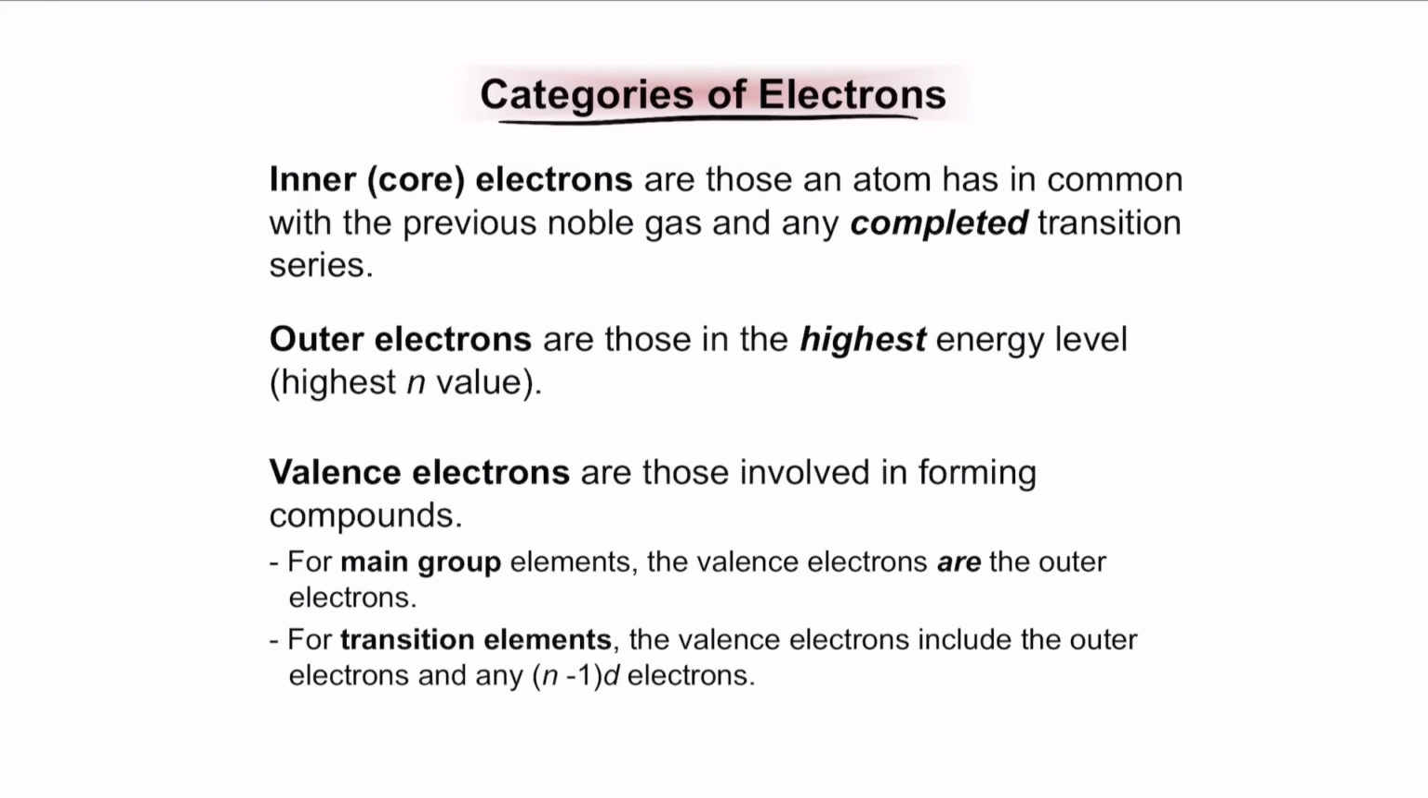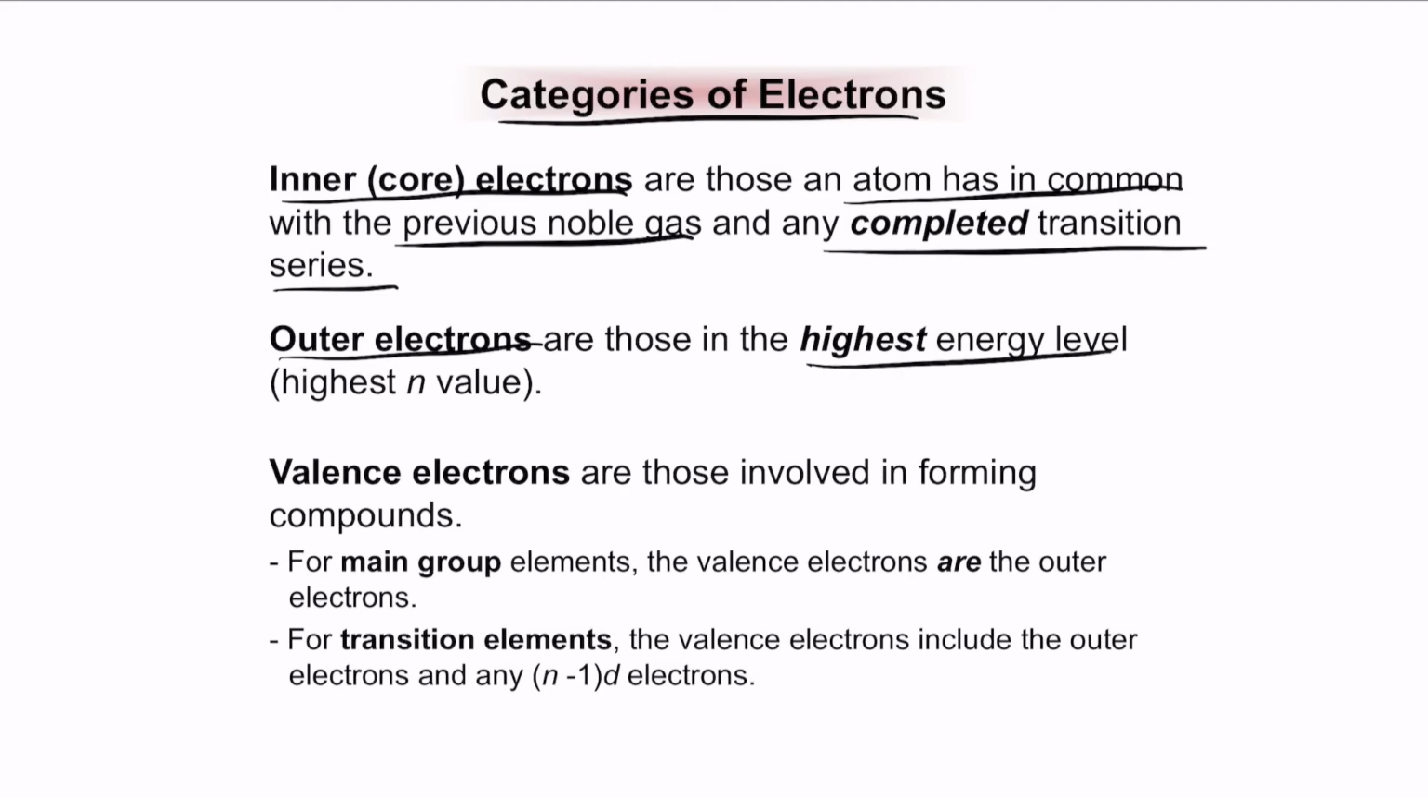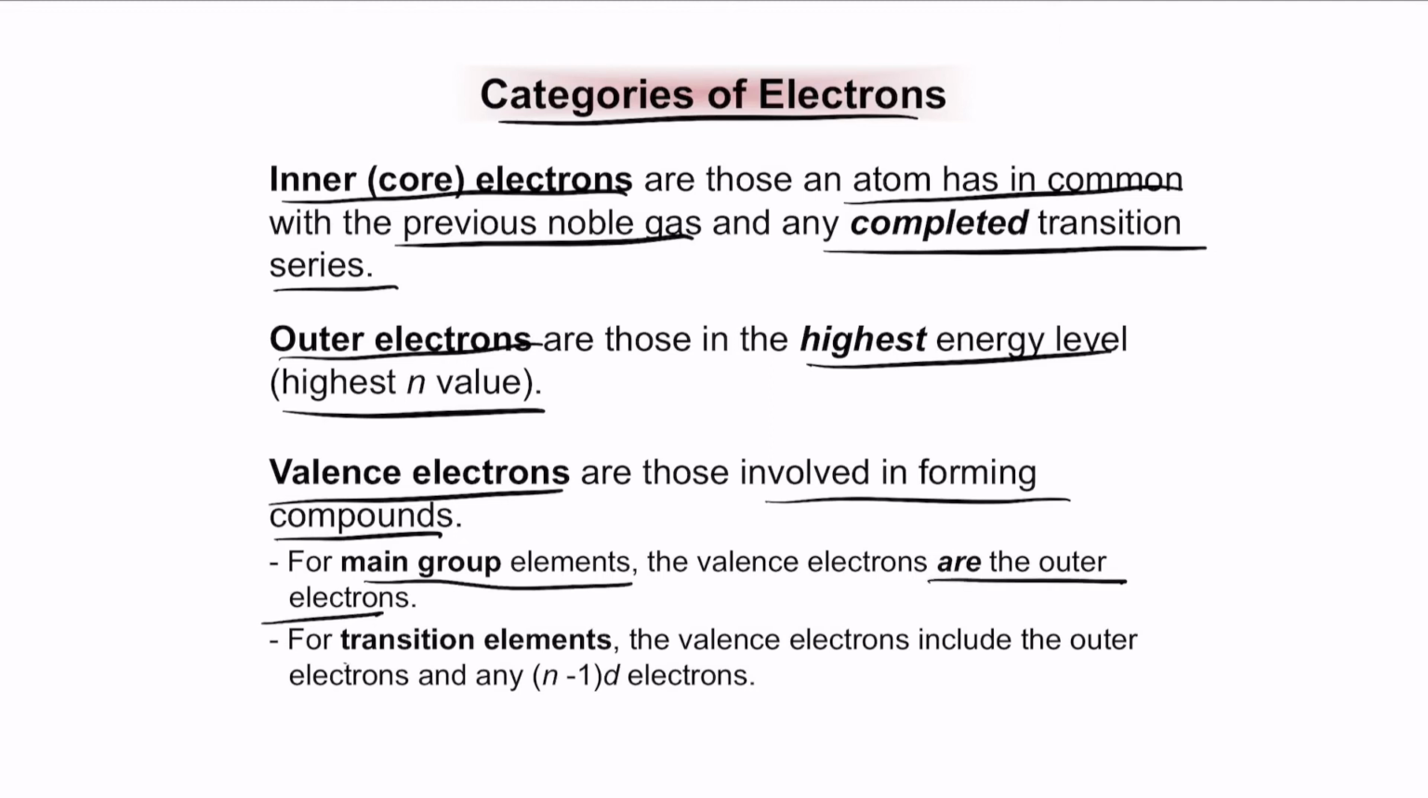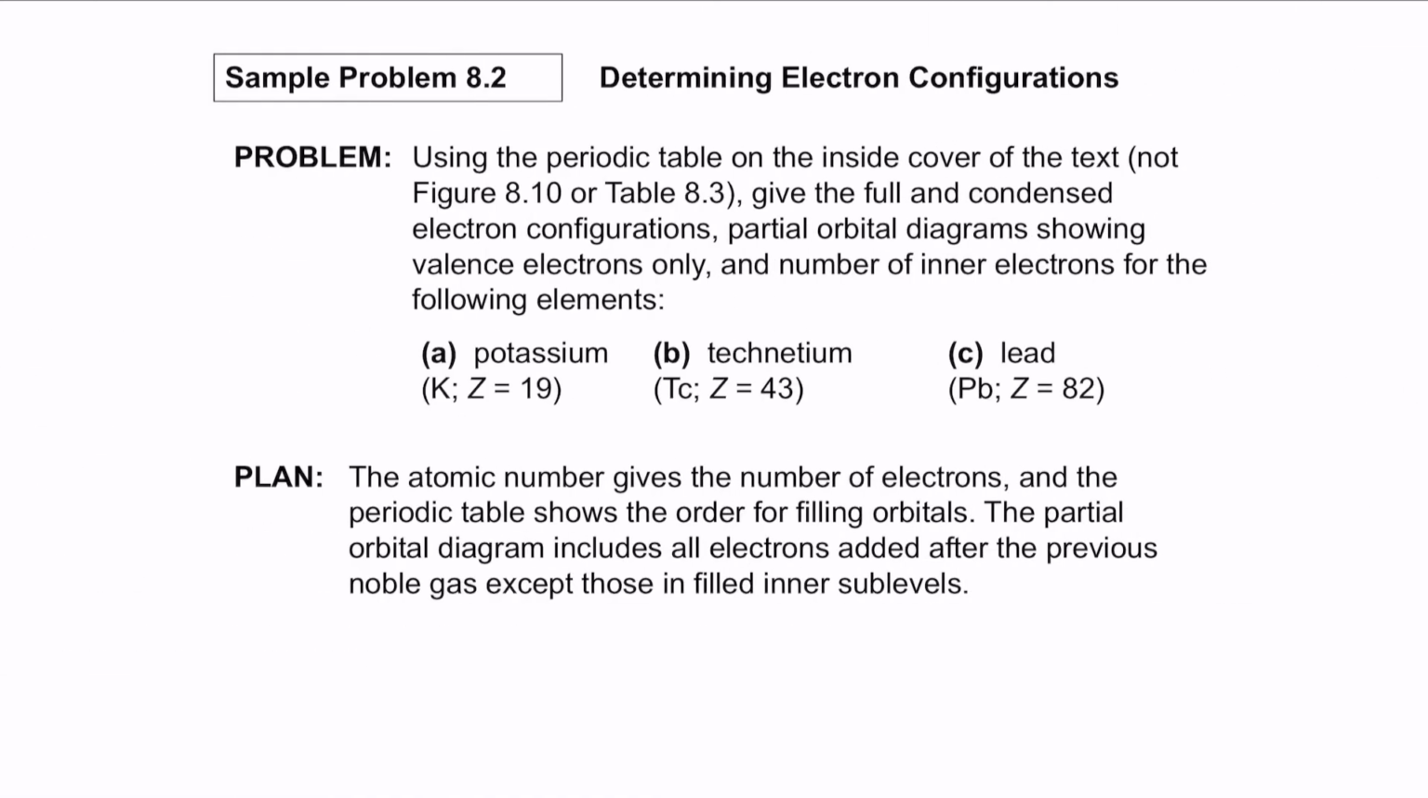Now, you have categories of electrons. There are two types. One we call inner core electrons. These are the ones that are common with the previous noble gas configuration and any completed transition series. And you have outer electrons that are the ones in the highest energy level, which have the highest n value. Then you also have the valence electrons. These are the ones that are involved in forming compounds. For main group elements, the valence electrons are the outer electrons. For transition elements, the valence electrons include the outer electrons and any d electrons. So any d orbital electrons are the ones that are involved in the structure.